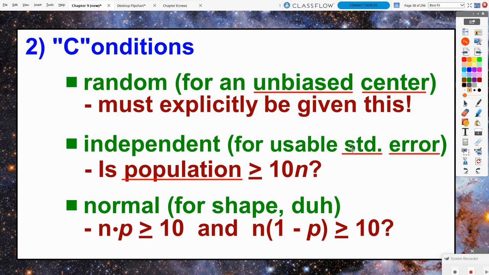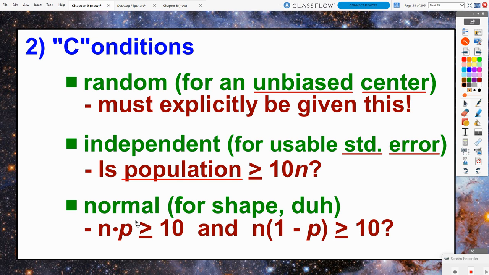And then the normal condition. Really, that's to establish the shape. We need our sampling distribution to be approximately normal so that we can actually calculate a probability. We're going to be using normal CDF again this chapter. Now, here's what gets a little tricky. Back in chapter 7, when we first did sampling distributions, we did n times p and n times 1 minus p. And the thing was, back in chapter 7, they gave us the population proportion value.